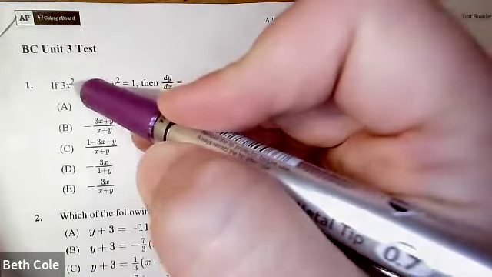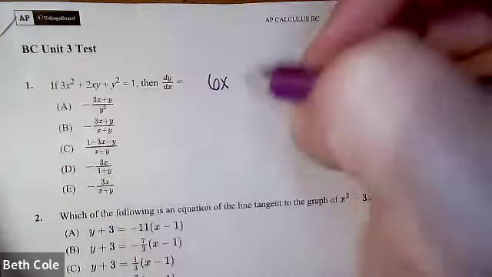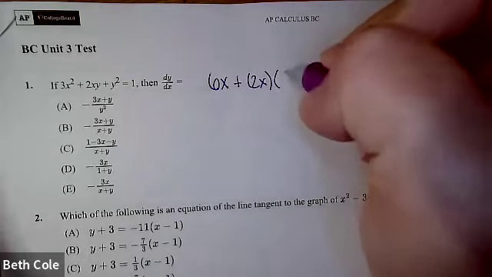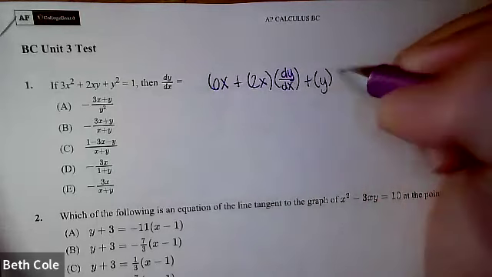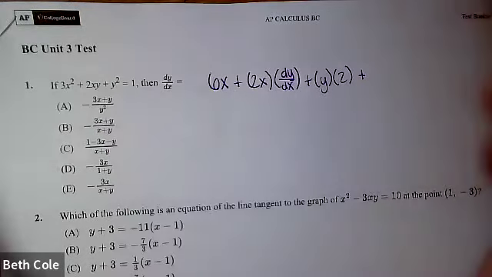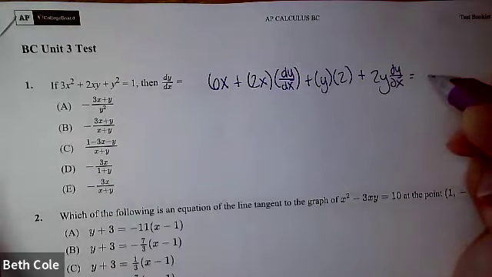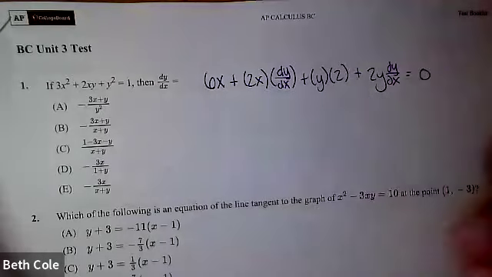Y is not in terms of x. So the derivative of 3x squared, that's gonna be 6x. This is a product rule. So it's gonna be the first function, which is 2x, times the derivative of the second, which is dy dx, plus the second, and then the derivative of the first. All right, the derivative of y squared is going to be 2y dy dx, and then the derivative of a constant is 0.